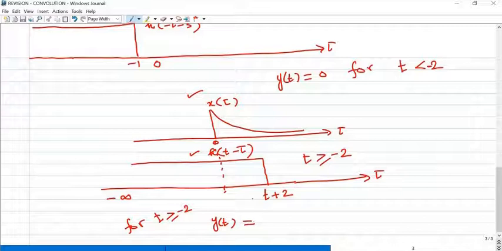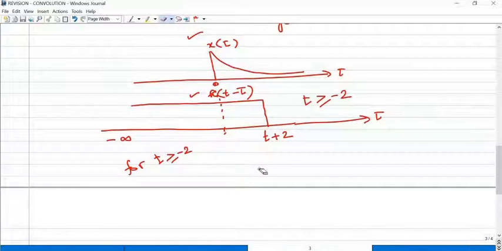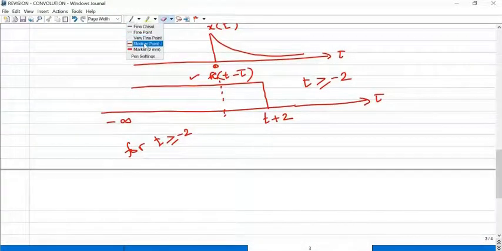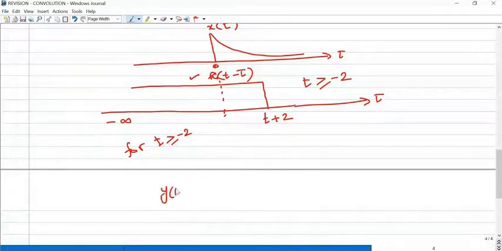Only one kind of overlap, partial overlap only. So now what should be your integration limit from this example? Can anyone tell? From this graphical representation, x of tau is there, h of t minus tau is there. Now we have to solve for y of t, for t greater than or equal to minus 2.